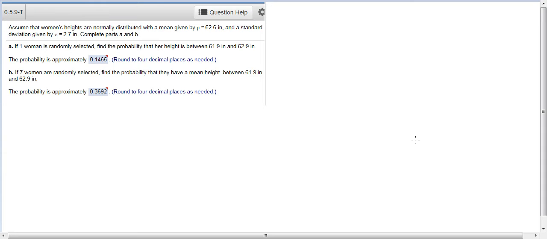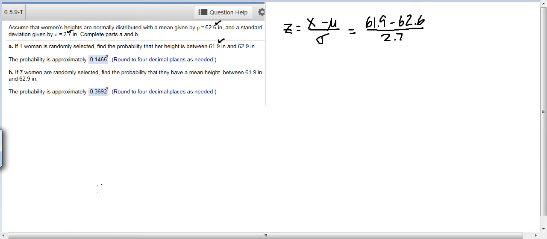Now the alternative manual method, if you don't have the technology, you're going to have to do this manually for the two numbers. So you use the z-score, which is x minus mu divided by sigma. In the case of the first number, you start with the 61.9 minus mu, 62.6, and then you divide by sigma, which is 2.7. Alright, so let's calculate that. Rounded to two decimals, that's negative 0.26.